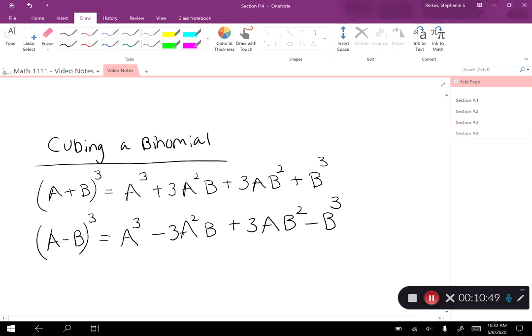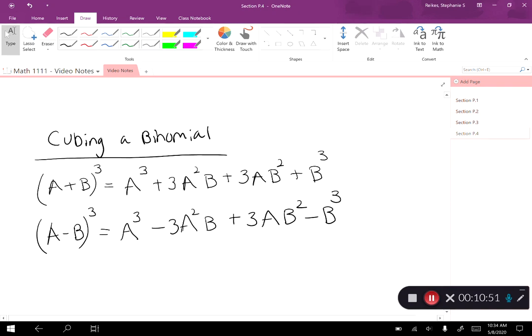So as you can see, multiplying 3 polynomials is difficult. So if you want to cube a binomial, we have two formulas. (a plus b) cubed is equal to a cubed plus 3a squared times b plus 3ab squared plus b cubed. It is a difficult formula to remember, so you can either write it out 3 times and FOIL or you can memorize the formula. And again, the one for (a minus b) cubed is equal to a cubed minus 3a squared times b plus 3 times a times b squared minus b cubed.